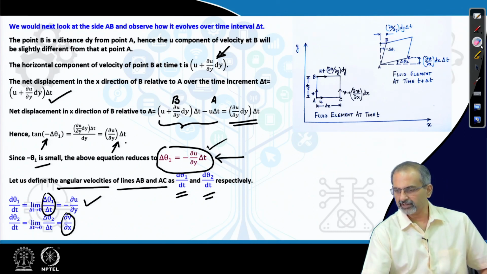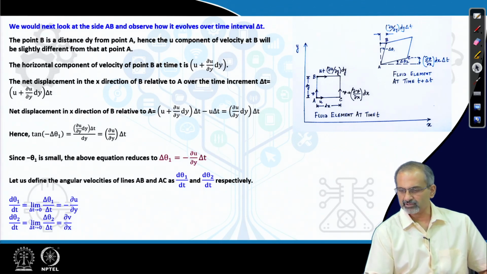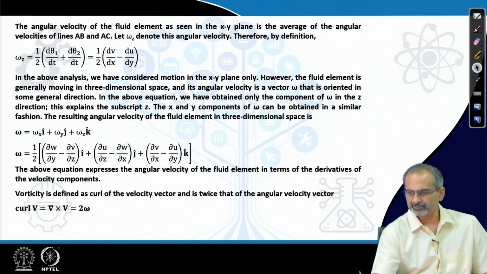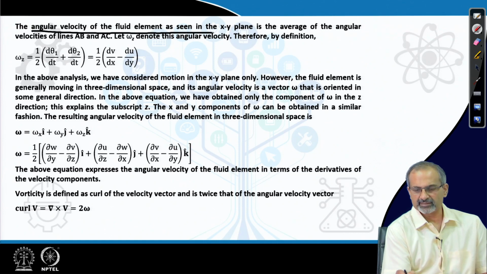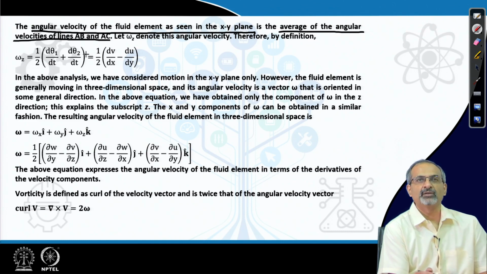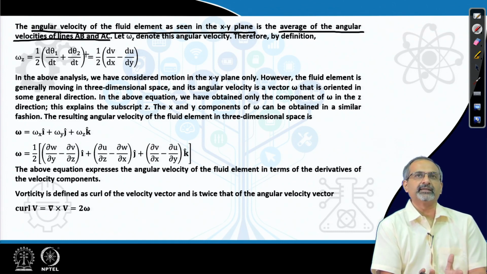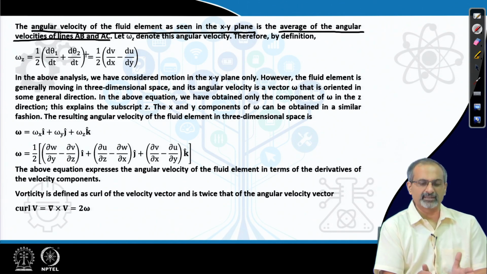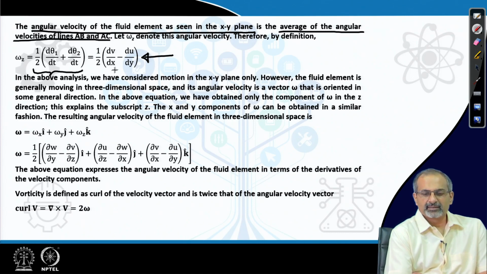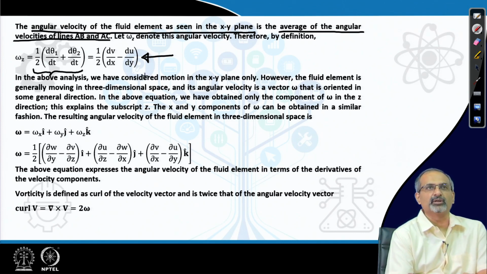So, we have come very close to putting these results together and finally getting the result for the angular velocity. So, by definition, angular velocity as seen in the xy plane is the average of the angular velocities of the lines AB and AC. So, the two lines are moving at a certain rate in an angular sense, and you are taking an average of that. So, it is essentially arithmetic average of these two, which in terms of the velocity field is gradients of two velocity components. So, now you find the connection between angular velocity and the gradients of the velocity field components.